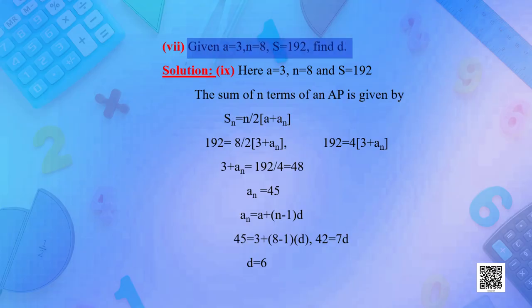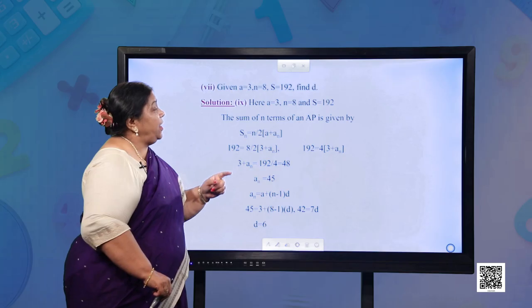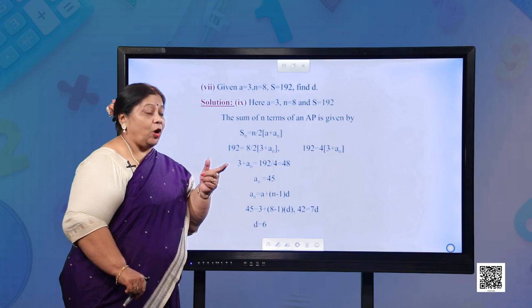We have A is equal to 3, N is equal to 8, and S is equal to 192. We are required to find out D, that is the common difference.